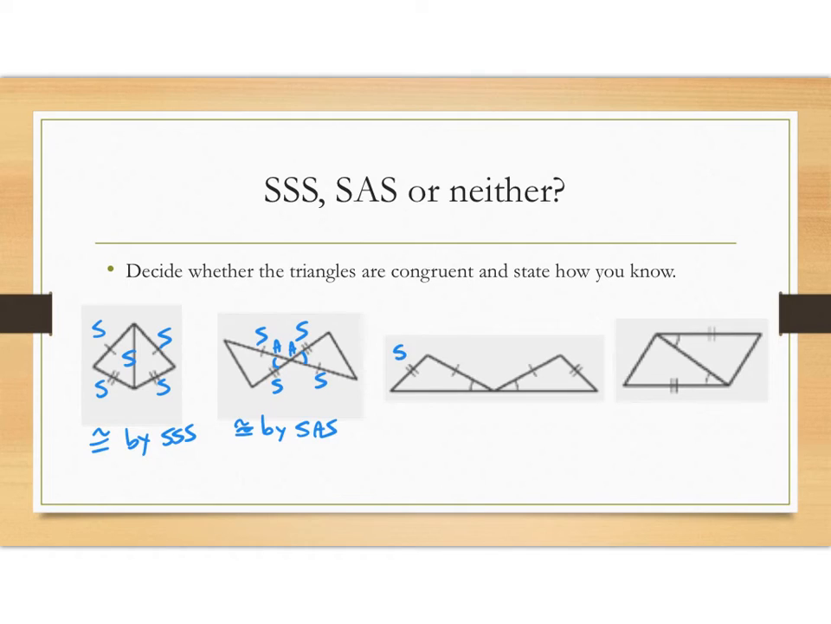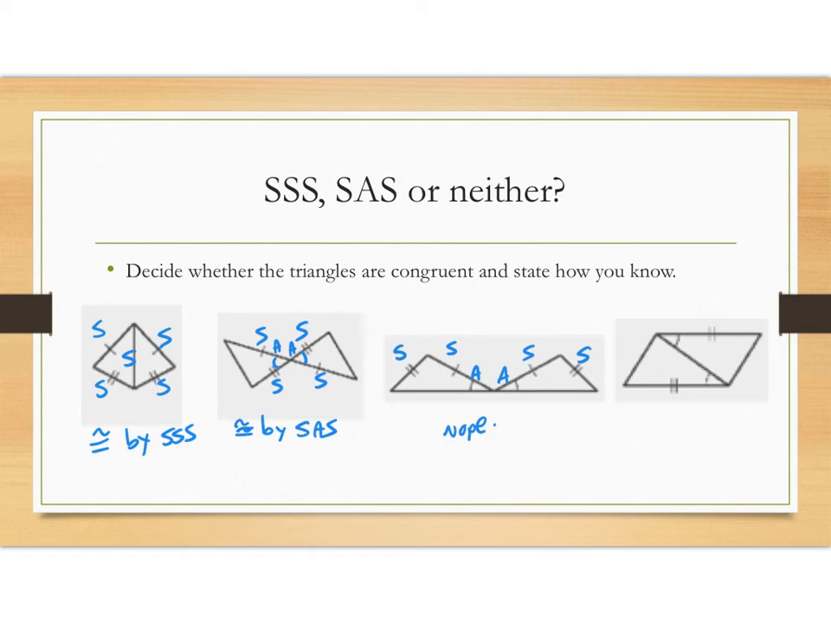On this third example, we have a side, and an angle, a side, and an angle. Well, that's actually not one of the theorems we're using. In fact, that's not a triangle congruence theorem at all. It's important that the angle be included between the sides. And in this case, that's not what's going on. So we cannot tell. I'm just going to write nope.